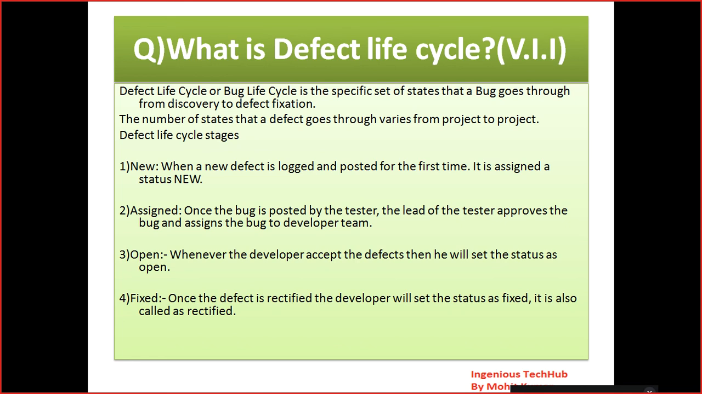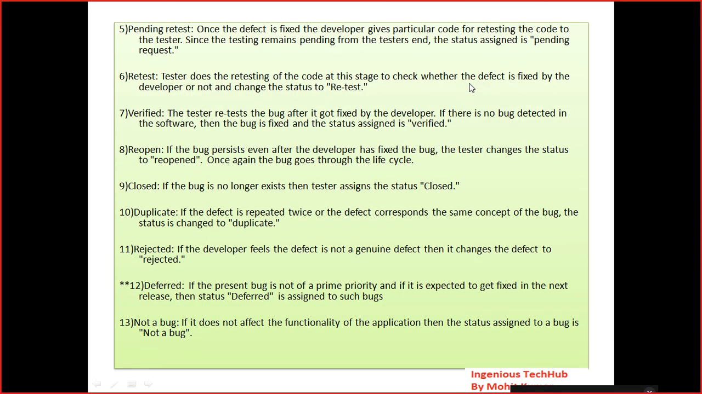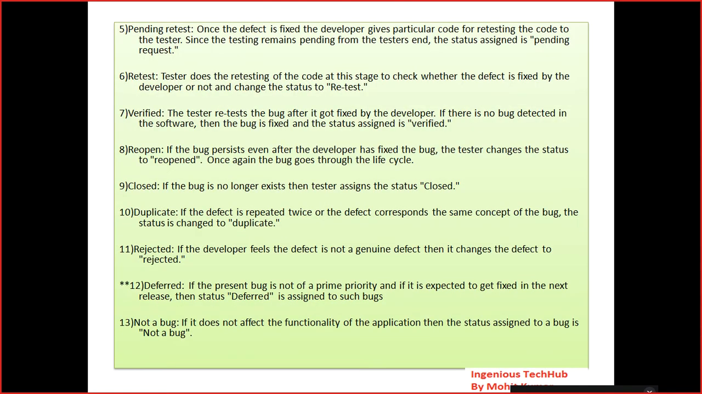That is called your open status. Once a defect is rectified, the developer will set the status to fixed, which is also called rectified. So this is your rectified, and this is your fixed. After fixing this, it will again come up as pending retest.